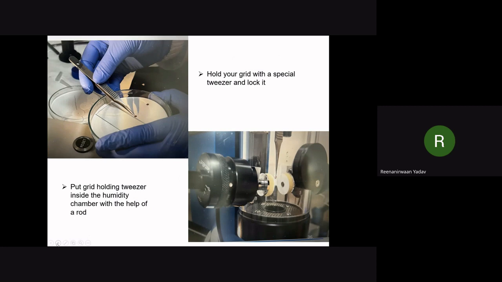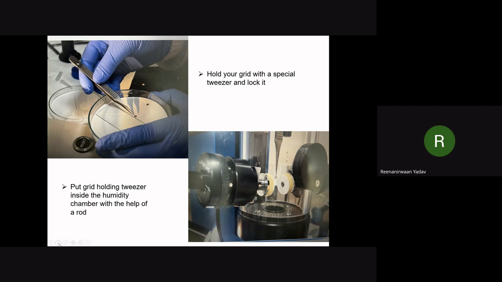After reaching all the conditions like humidity and temperature, we glow discharge our grid and hold it with a special kind of tweezer which is meant for this purpose only, and then put the tweezer inside the chamber with the help of that rod that I showed earlier.